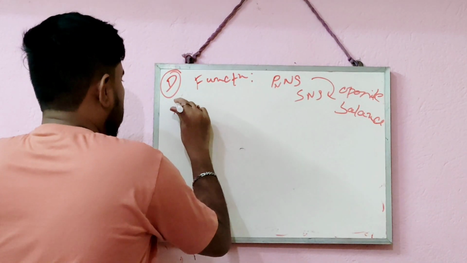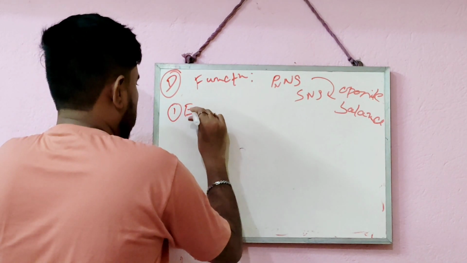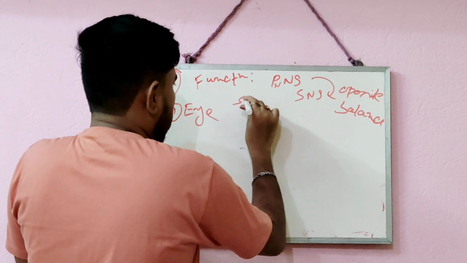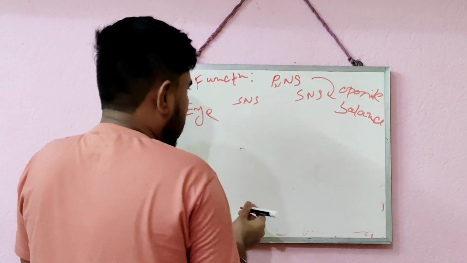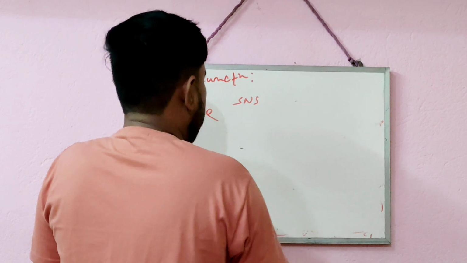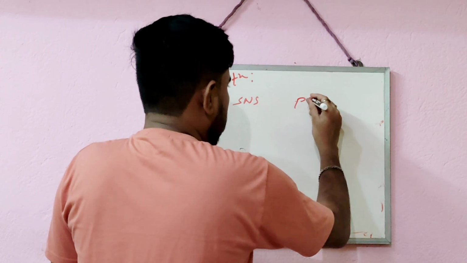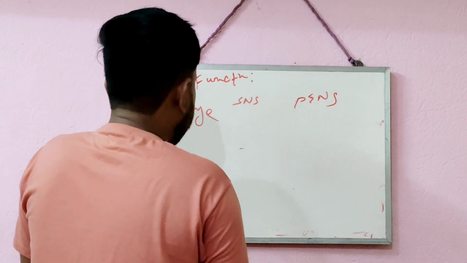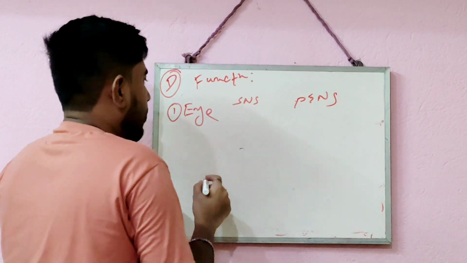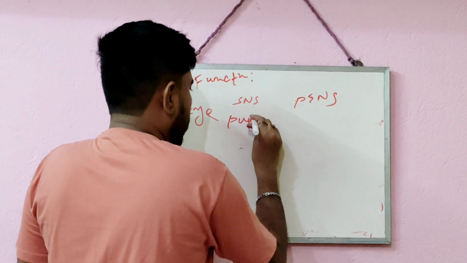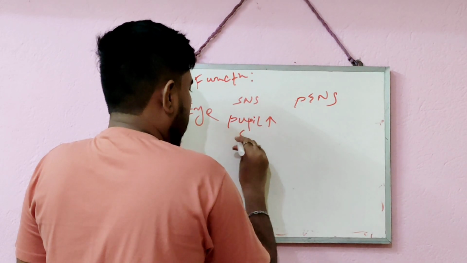The first thing, in the eye. In the eye, what does the SNS, that means the sympathetic nervous system, do, and what does the parasympathetic nervous system do? We will see their action in two different columns. In case of the eye, the sympathetic nervous system dilates the pupil, that means pupil size will increase.